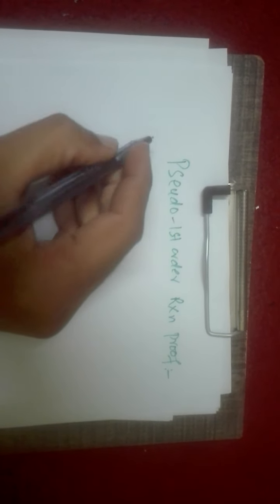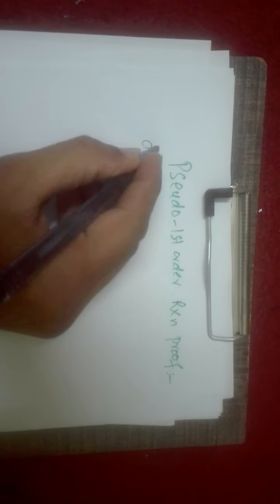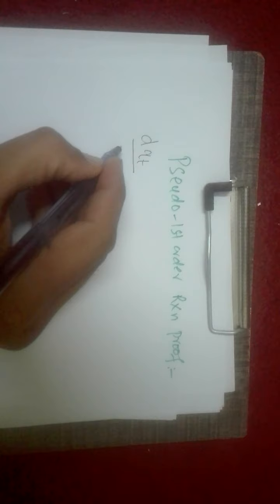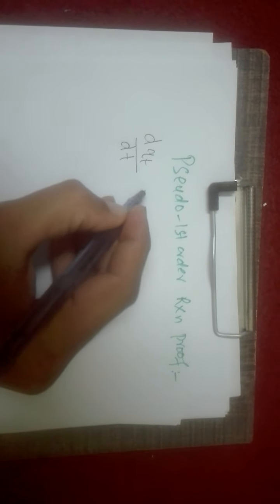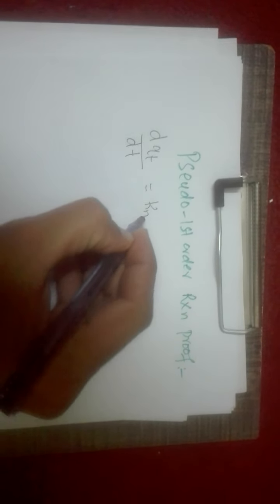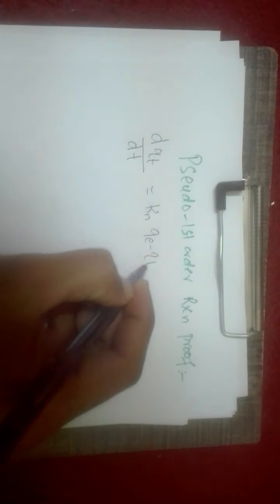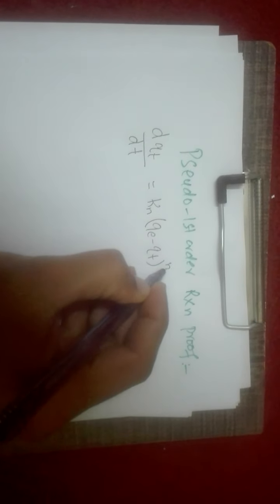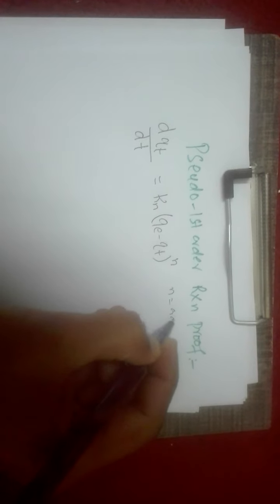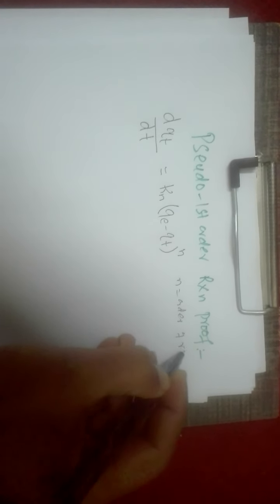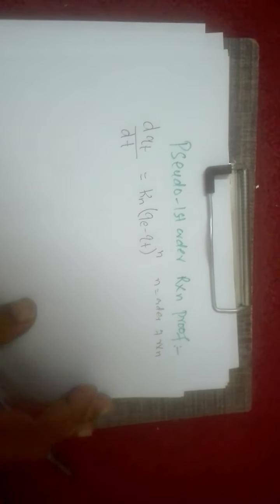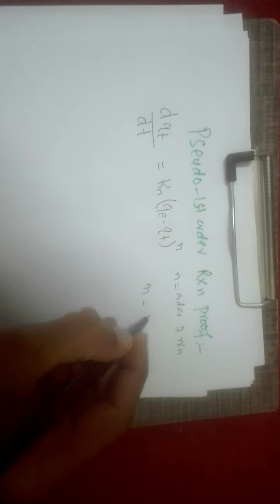Hello everyone, this lecture is related to proof of pseudo-first-order reaction. From Lagergren's n-order reaction, we know that the change in Qt with respect to time is equal to Kn (Qe minus Qt) to the power n. This n shows the order of reaction. For pseudo first order reaction, the n is 1.